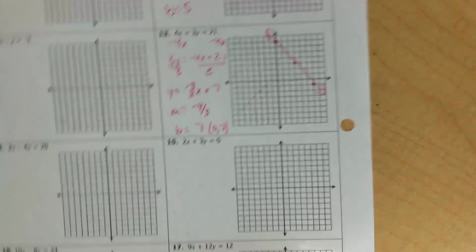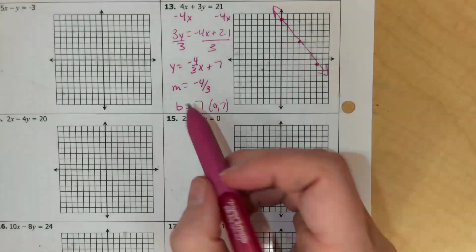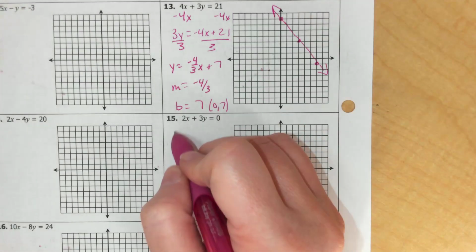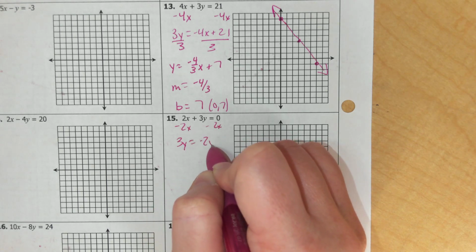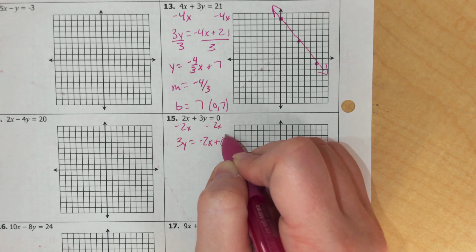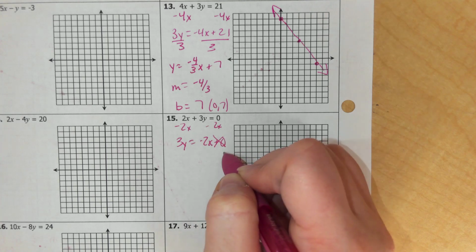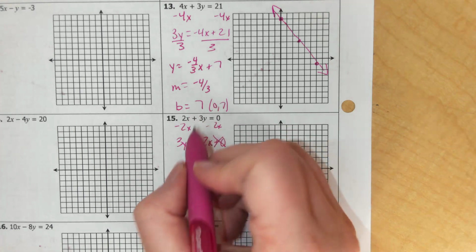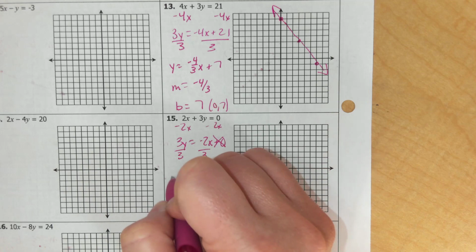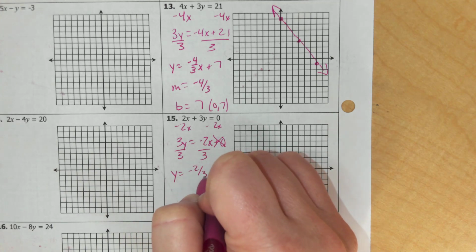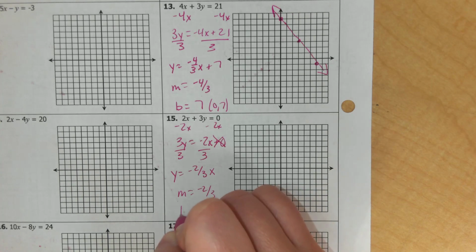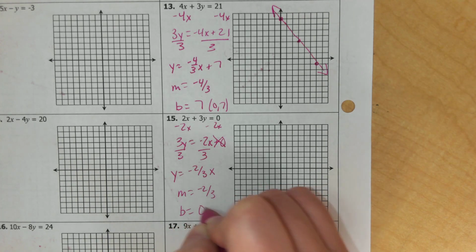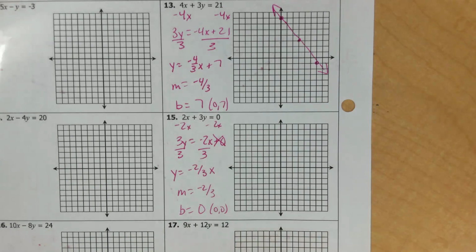Now, another example, look at number 15. So we want to get it in slope-intercept form again, remember, so we're going to subtract 2x. 3y is equal to negative 2x plus 0. We don't have to have that plus 0 there. We can drop it now that we have something over here. And then I can divide by 3. So y is equal to negative 2/3 x. So my slope becomes negative 2/3. My y-intercept becomes 0, or the point 0, 0.